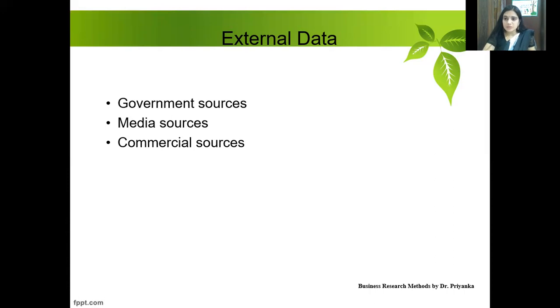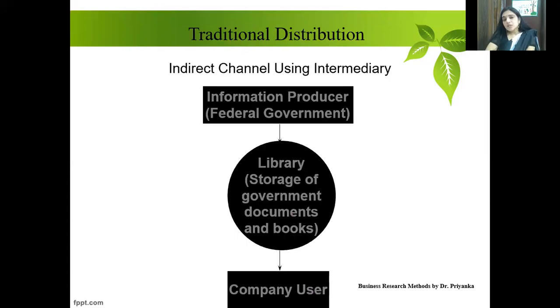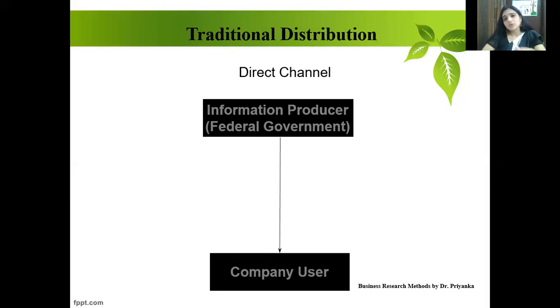Data can even be purchased. For example, government sources such as the Statistical Abstract of the United States. In the traditional distribution, an indirect channel using an intermediary, there's an information producer who sells or provides data to the library, and the company user can take the data from the library. Or the company user can take the data directly from the information producer as well. That would be a direct channel.